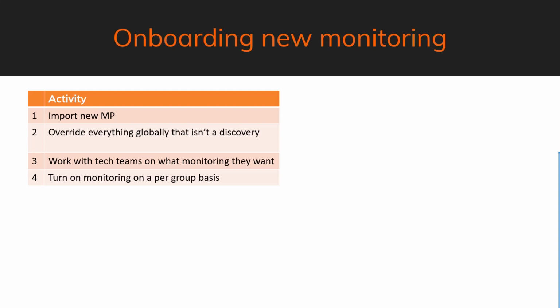So this is perfect for getting the technology gremlins out of the way first, making sure you can discover all of the objects. That gives you time to work on number 3, work with the teams that will be consuming that monitoring, figure out what they actually want, and then you can turn on monitoring on a group by group basis, based on the outcomes of number 3. That's what we're going to do.